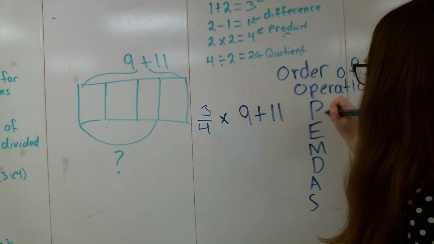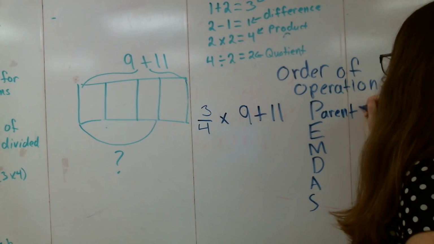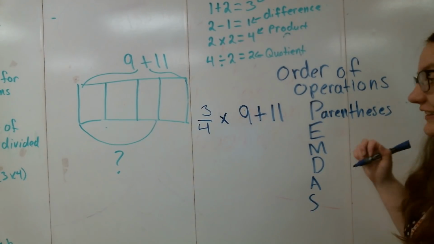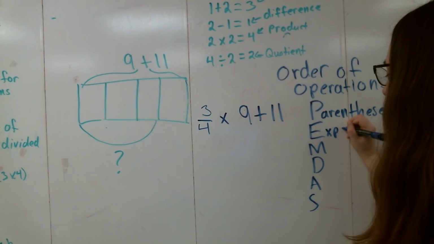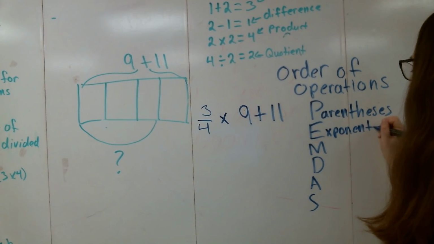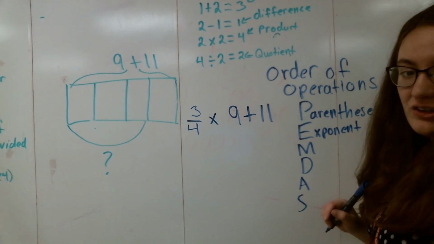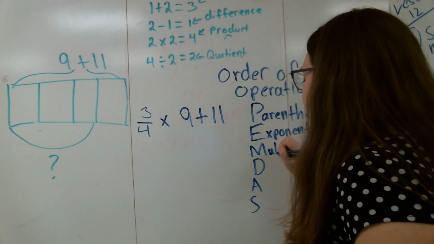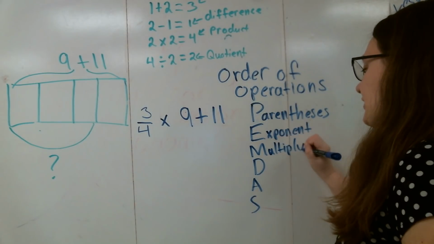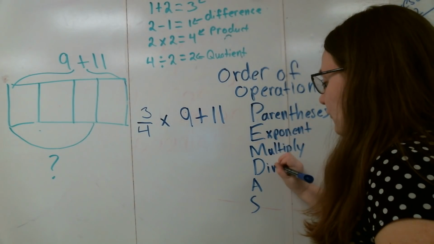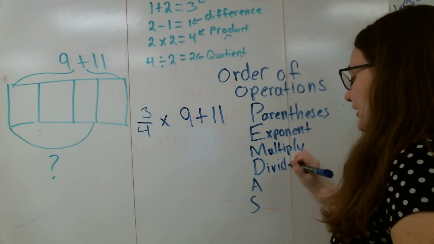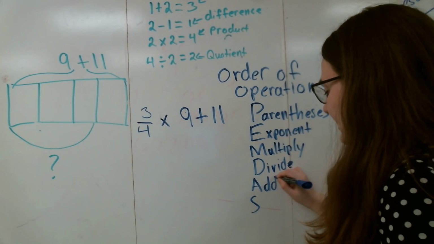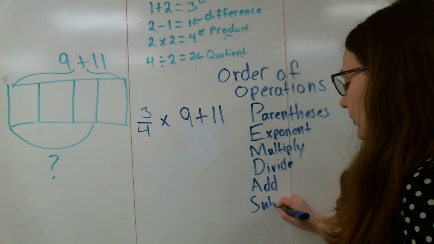So for the first one, P stands for parentheses. And this is where I do all the math that's inside of the parentheses. E stands for exponent. We don't have to worry about those in this lesson, so still write it down, but you're not going to have to worry about it for this lesson. M is for multiply. That is definitely something you're going to see. D is for divide. That is another part you will see in this lesson. A is for add, and S is for subtract.